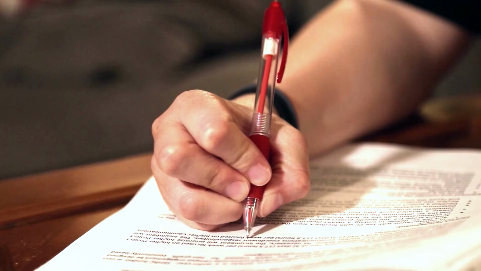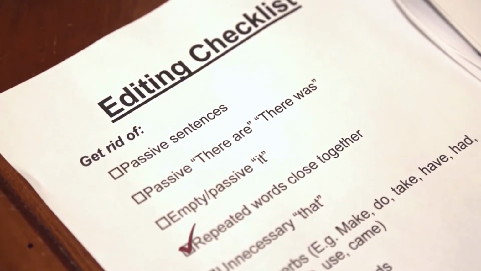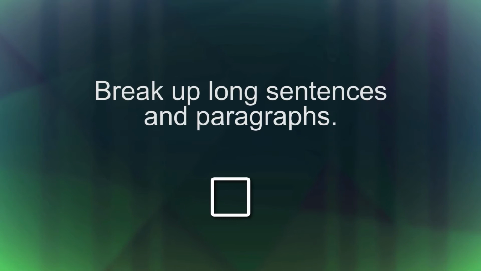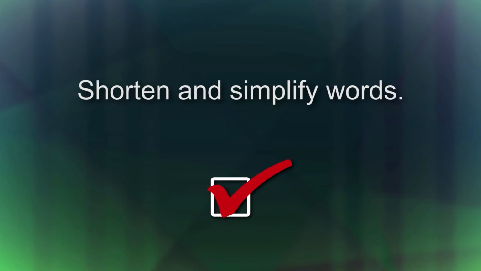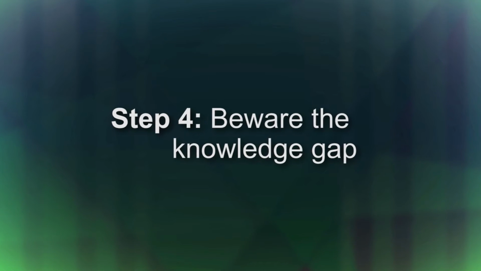One shortcut I've learned to use is an editing checklist. An editing checklist allows you to do 1 or 2 initial edits and eliminate the mistakes people most commonly make. You can also personalize your checklist to include the mistakes you most commonly make. Using a checklist will help you quickly identify the problems in your writing. Checklist items should include breaking up long sentences and paragraphs, shortening and simplifying words, eliminating passive language, and adding strong verbs.